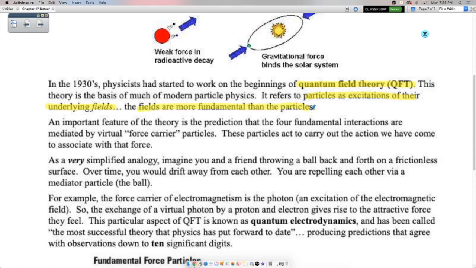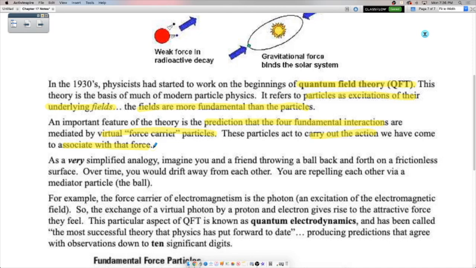So what this is doing is taking the classical theory of fields that we've done, electric fields, gravitational fields, all that, and now it's going to give those a quantum makeover. One of the results is just that particles are excitations of their underlying fields. Now, an important feature of the theory is the prediction that the four fundamental interactions, gravitational, electromagnetic, weak nuclear, and strong nuclear, are all mediated by these virtual force carrier particles. And those particles just carry out the action that we have come to associate with that force.